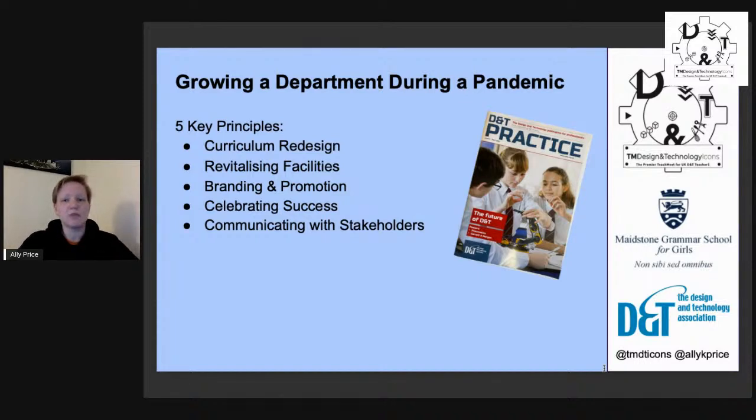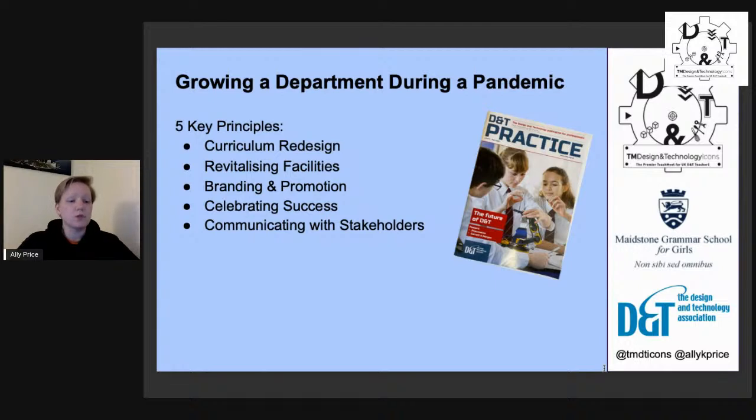Now, I know that's not going to be the same for every school. Some people will have really good practices in place. Some might be newer schools and have had departments set up more recently. Some might have been recently merged in with art, which I know is happening across a lot of schools. But certainly for my school, when I joined, it wasn't where I wanted it to be. I'm still not where I want to be at the moment, but we're certainly making progress and getting towards that point. And we've done that through these 5 key principles.